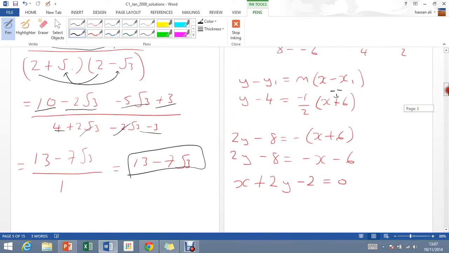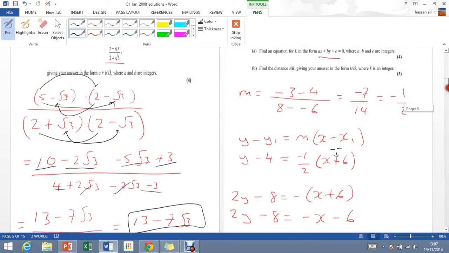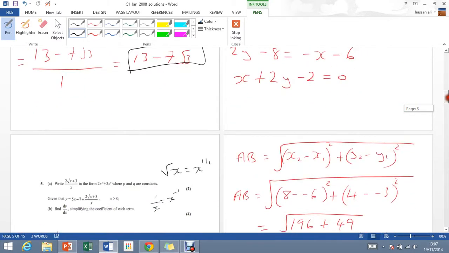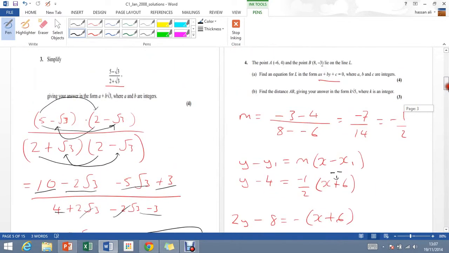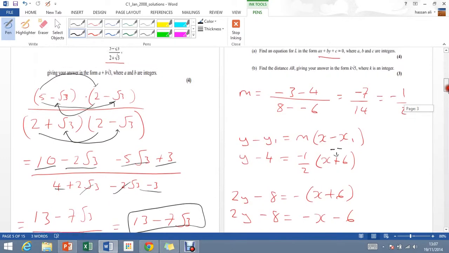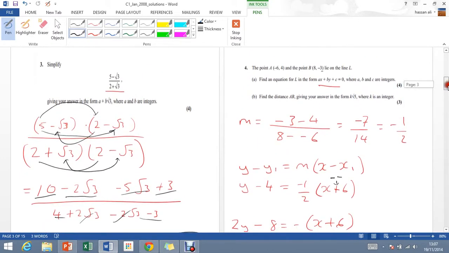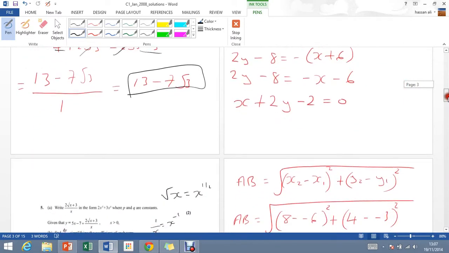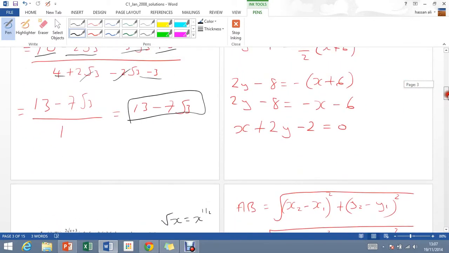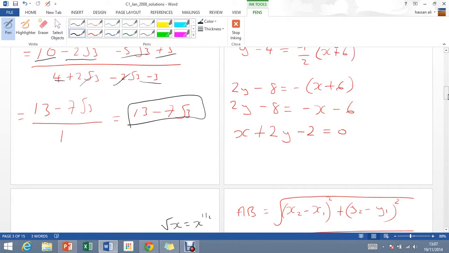Alright, I've missed out 4b, so let's go back to 4b. 4b is asking you to work out the distance of the line AB, and it wants it in the form of k root 5, where k is an integer. Now the formula to find out AB is you take away your x2 value from x1 and square it, plus y2 minus y1 squared. Now because you want AB, this will be AB squared. Because we want AB on its own, you square root all your answers in there.